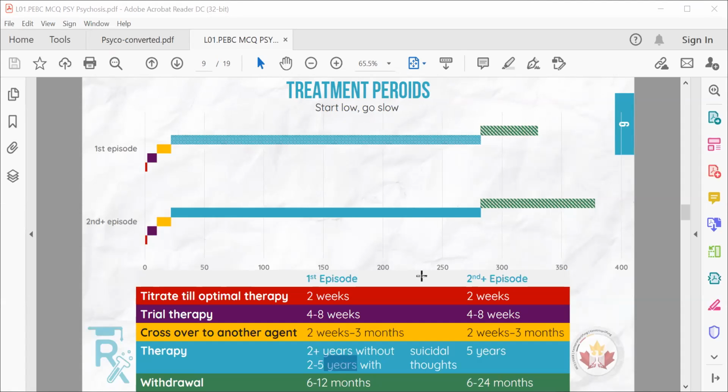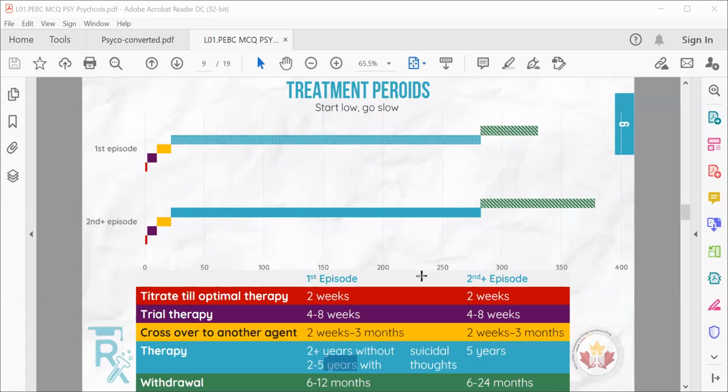Okay, what if it is the second episode? The same way, I will titrate, like I will give him the medication for 2 weeks, titrating up. Then I will decide if it's working or not after 4 to 8 weeks. And if it's not working and I'm changing him to a different medication, it will be between 2 weeks to 3 months, but the length of the therapy for the second episode is 5 years.